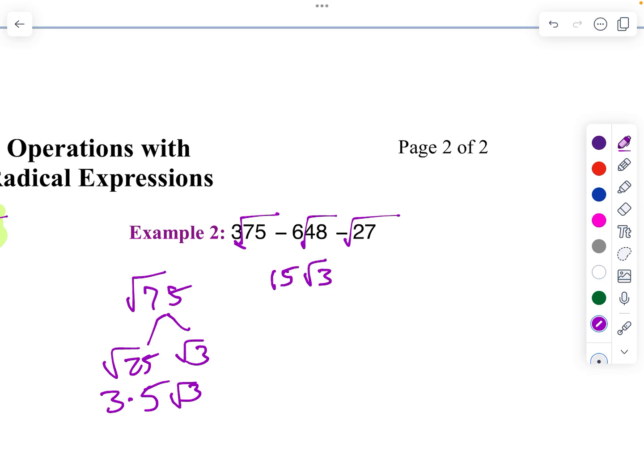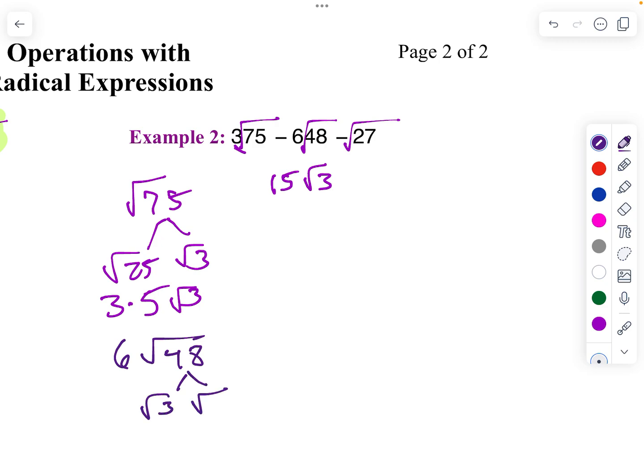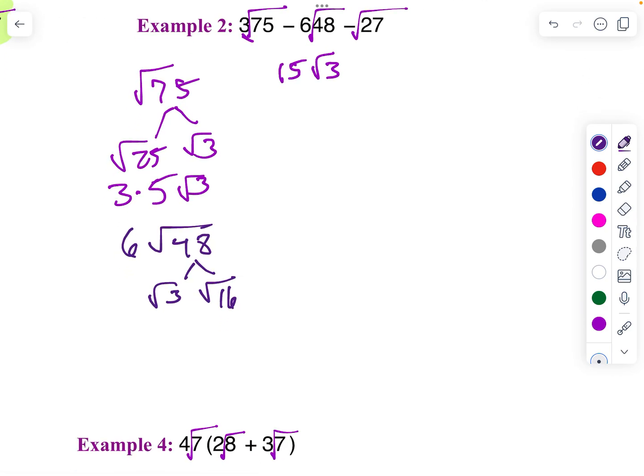Now that's a hint. I got a square root of 3, so I'm wondering if my others can be simplified like that. So I'm going to take 6 square roots of 48, and I'm going to say, oh, that's the square root of 3 times the square root of 16. I know the square root of 16 is 4, so I actually got 4 times 6, 24 square roots of 3. So it's minus 24 square roots of 3.